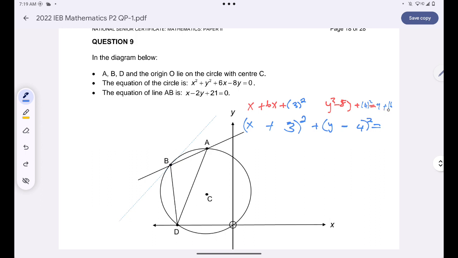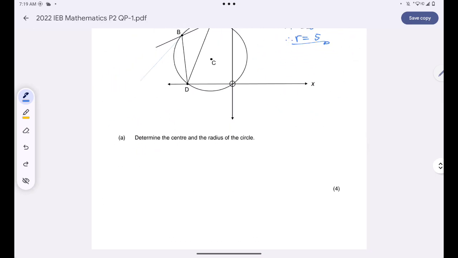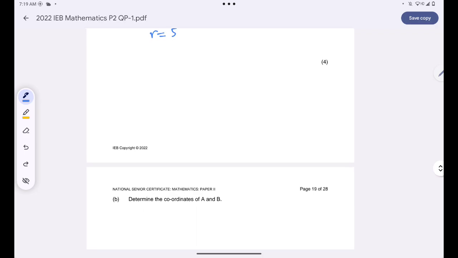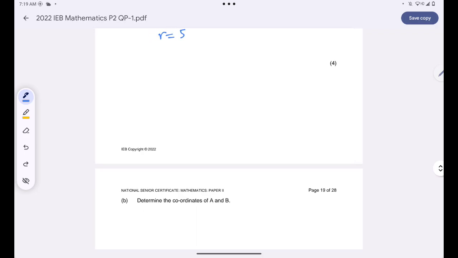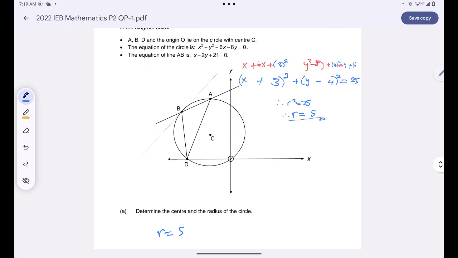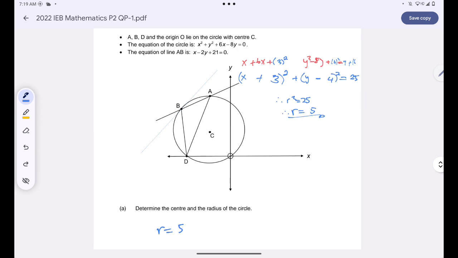And then on the other side, we'll just add the numbers. 9 plus 16, you'll get 25. So therefore, r squared is equal to 25. If I take the square root on both sides, then r will be equal to 5. So r, the radius of the circle, is equal to 5, ne? Okay, now I'm supposed to determine the coordinates of A and B. A and B is a point of intersection between the circle and the straight line, ne?